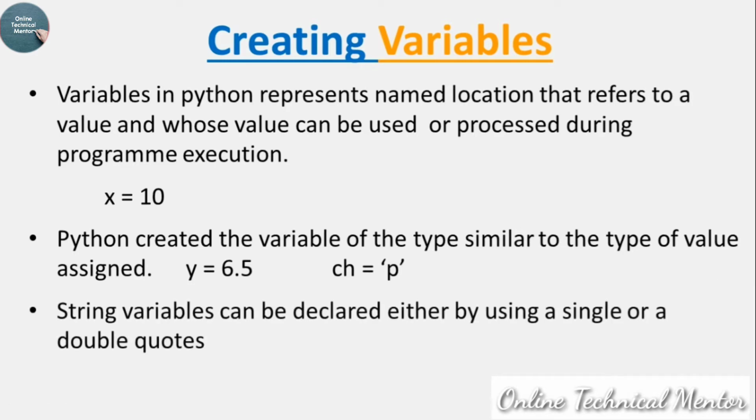Now, string variables can be declared either by using a single or a double quotes. That means when you are writing a group of characters within a single quote or a double quote and stored within some variable, then that variable will be treated as string. The string can also be said as text also.